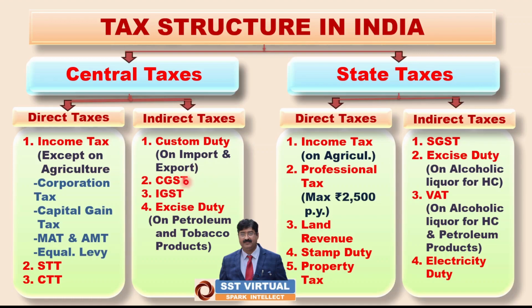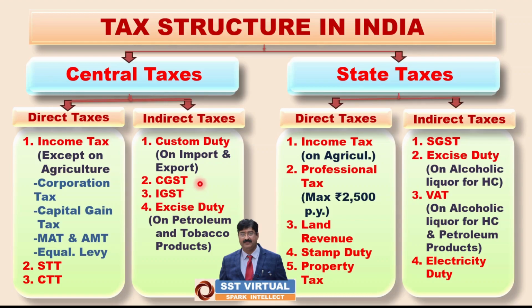Then the CGST, Central Goods and Service Tax, is levied by the central government. Then IGST, Integrated Goods and Service Tax, is also levied by the central government. In case of IGST, 50% of revenue is kept by the central government, whereas 50% of revenue is transferred to the state government of destination of goods.